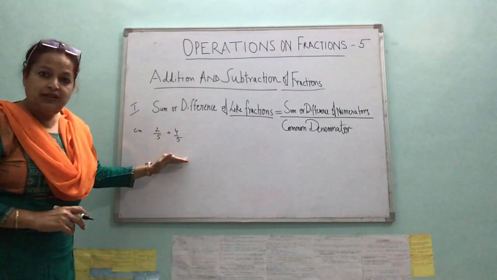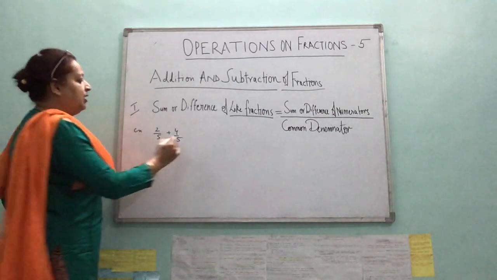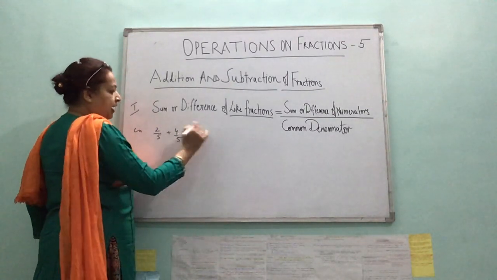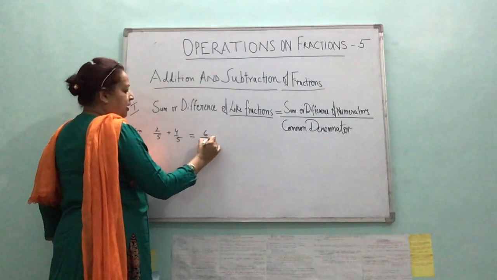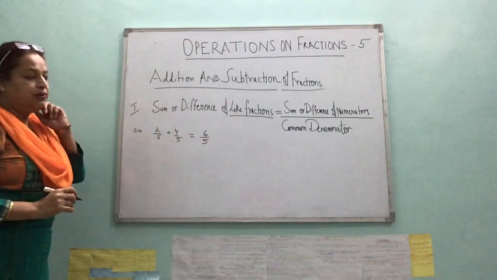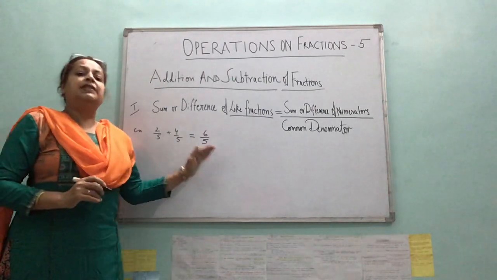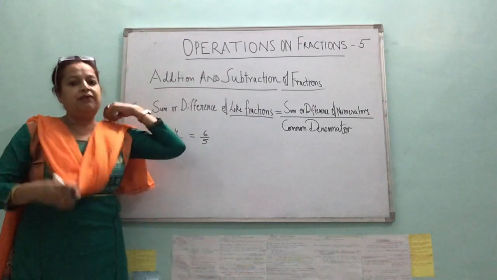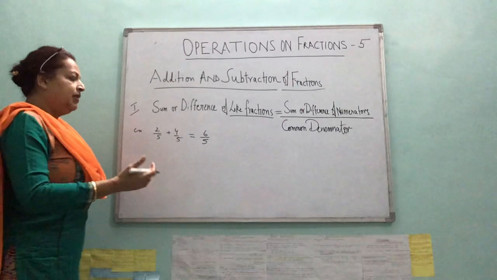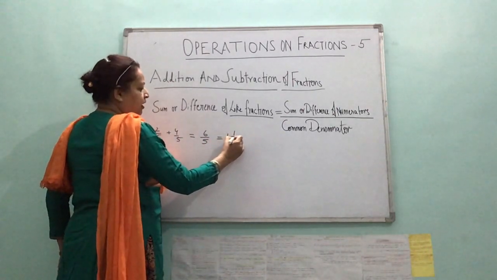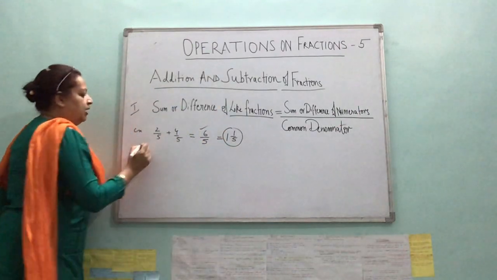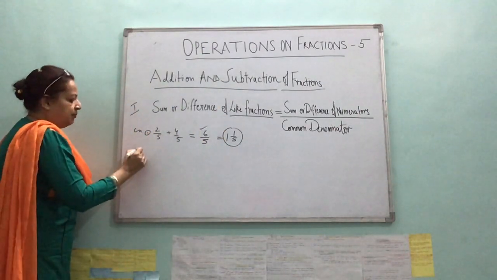Now they are like fractions. If the denominators are the same, then if I have to find the sum or difference, I just add the numerators, 6 upon 5. Since it is improper, we will convert it to a mixed fraction, which we can do side by side. 1 whole 1 by 5. Okay. First example.